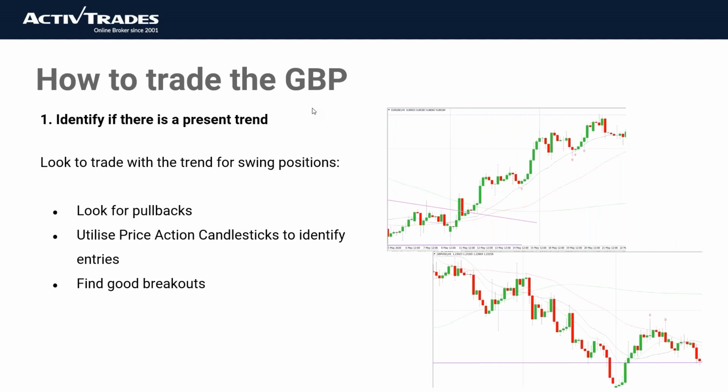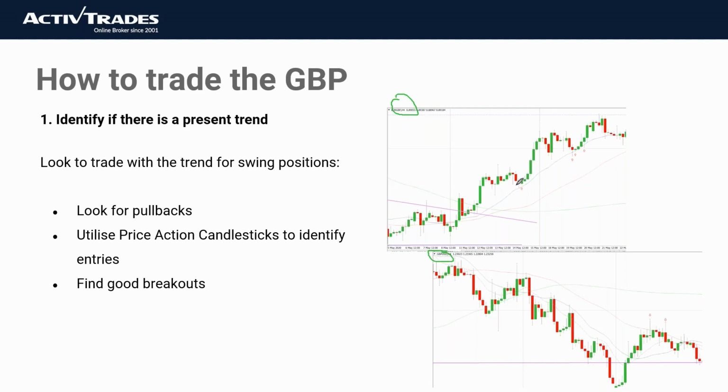So I thought, just to help us get a little bit clear on that, and help new traders get a grasp of how they could engage with pound sterling, the first step is to identify if there is a present trend. So here we go. I've got on here euro against sterling on the 4-hour chart, and pound against dollar on the 4-hour chart.